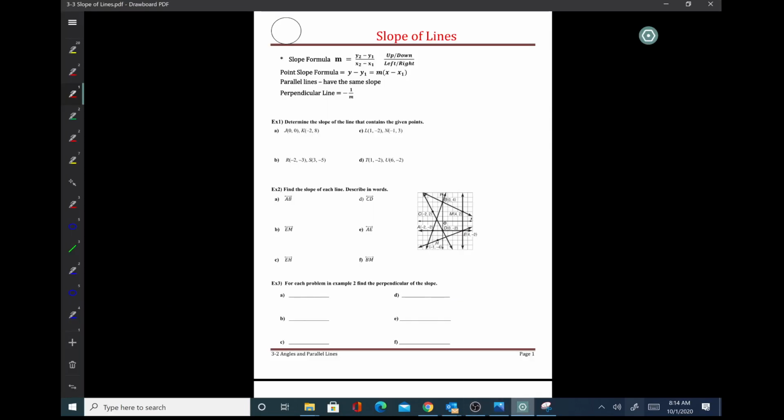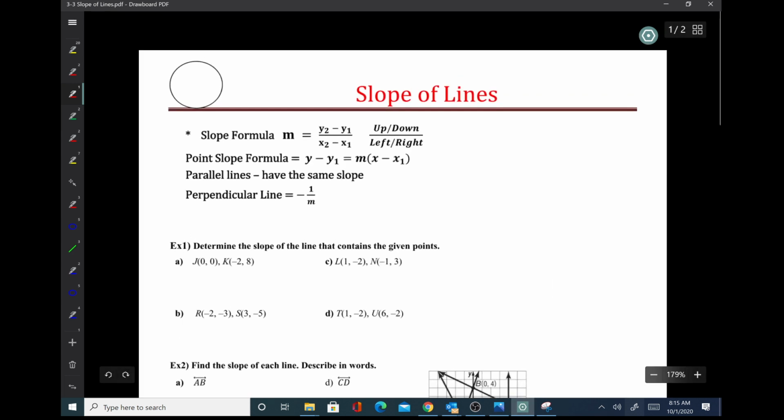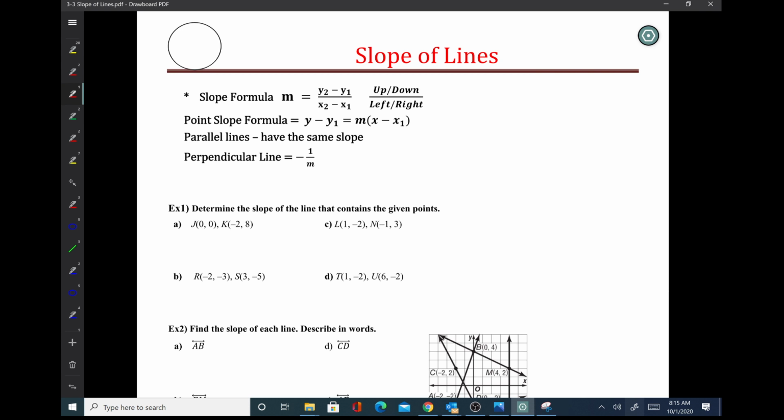Okay, good morning, everybody. We're going to do slopes of a line today. Not going to be a hard assignment. Not a lot of stuff that you don't already know a lot about. All right, so kind of a review of Algebra 1 stuff, but we're going to be using it throughout the rest of this chapter. So that being said, first thing, the slope formula.